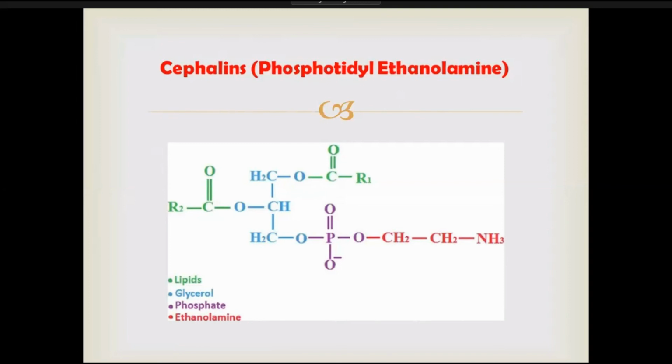As we discussed before, the first and second carbons have fatty acids R1 and R2 that basically represent lipids. This one is a glycerol phosphate group, and this one is the ethanolamine. So because of the presence of this ethanolamine group, it is known as phosphatidylethanolamine, or most commonly known as cephalin.